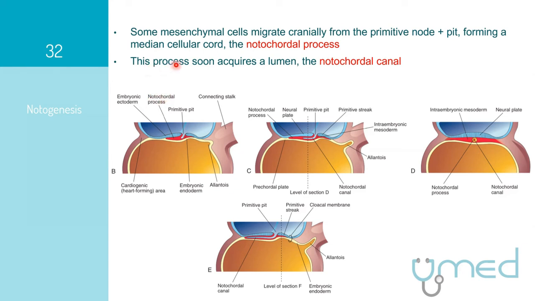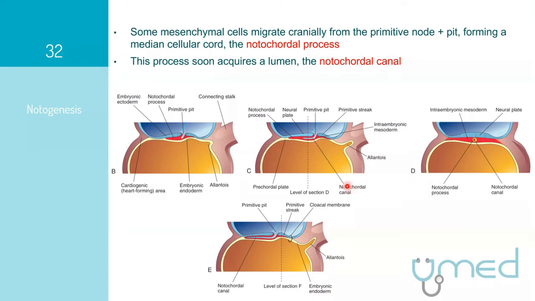This notochordal process soon acquires a lumen, right? And this is the lumen, right? So if you have a circle, in between that circle is going to be a lumen, right? So you should be familiar with that already. Let's say you take a cross section of your digestive tract, right? Let's take a colon. It's a circle, and inside that circle is going to be the lumen. Okay. So it soon acquires a lumen, and that lumen is going to create this canal, right? So they call that the notochordal canal.